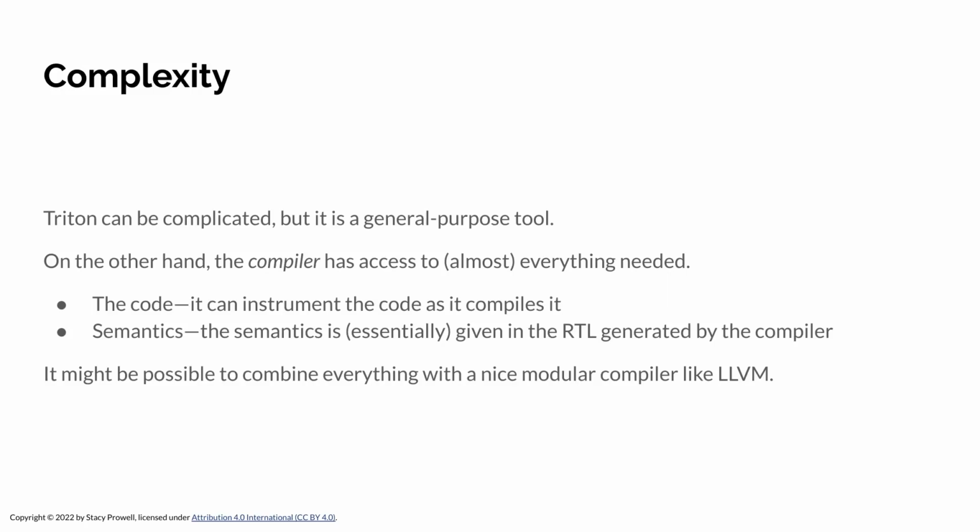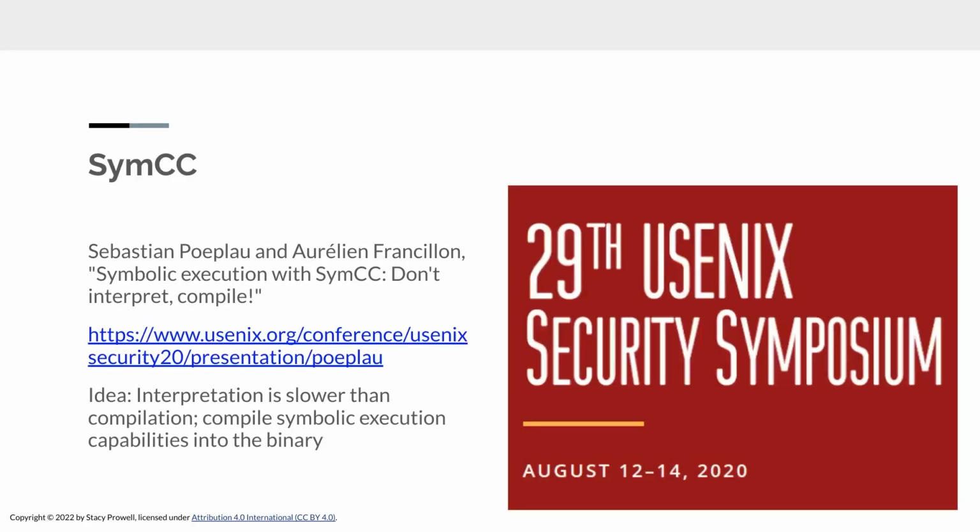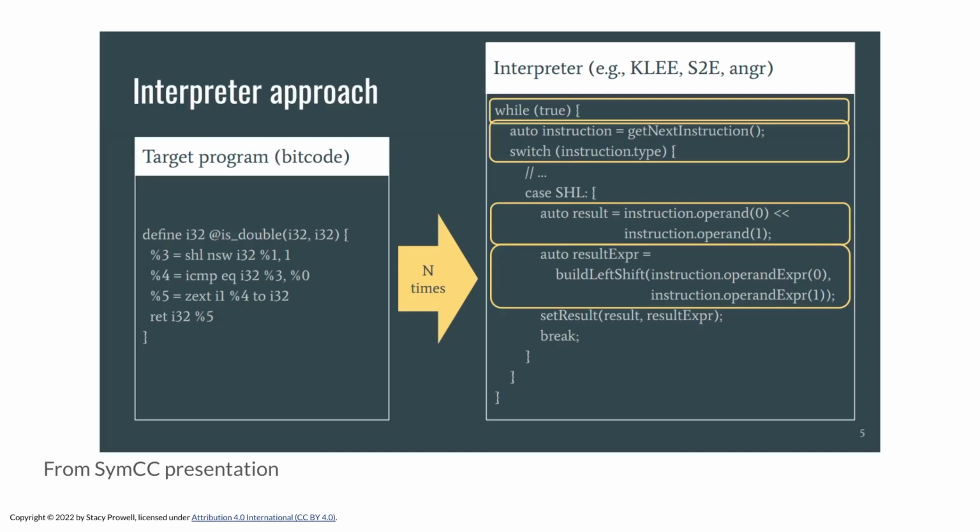Wow. That hints that maybe we could build a system like this, a Concolic execution system, straight in the compiler if we have source code for the thing we want to analyze. And you can. In fact, that would be SimCC. And their mantra was don't interpret, compile. Interpretation is slower than compilation. Compile symbolic execution capabilities straight into the binary. Note what they're saying here. So as you're executing the code, you're also symbolically executing, and that can be neat.